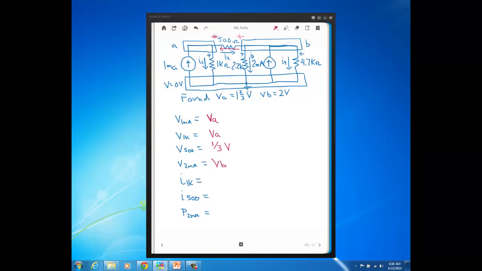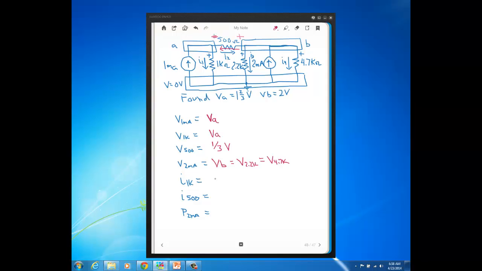Okay, and likewise, the voltage across the 2.2K and the voltage across the 4.7K is also 2 volts, VB, because these three elements are all connected in parallel. They share the same two nodes. Now we can also get the current for the resistors, right? Because if I know voltage, I also know current by Ohm's law, provided I know the resistance, like we do in this problem.